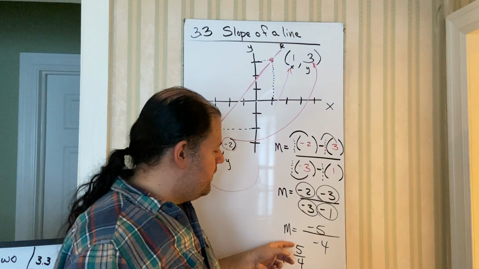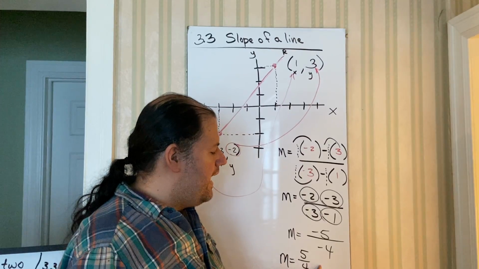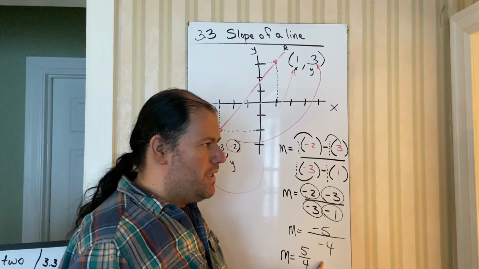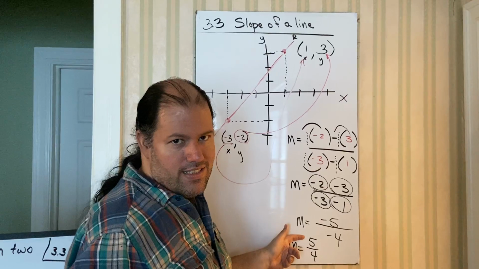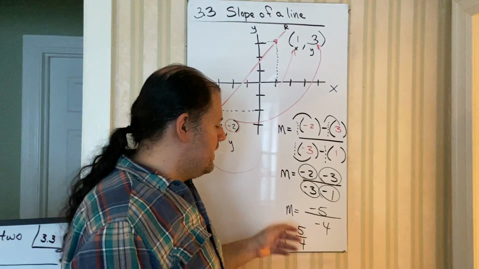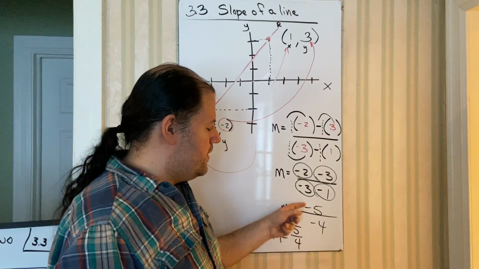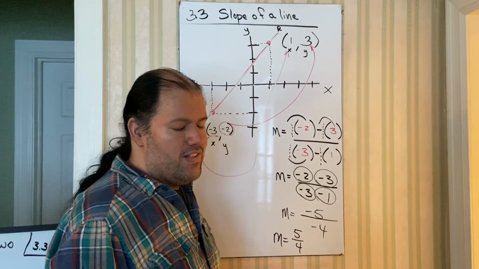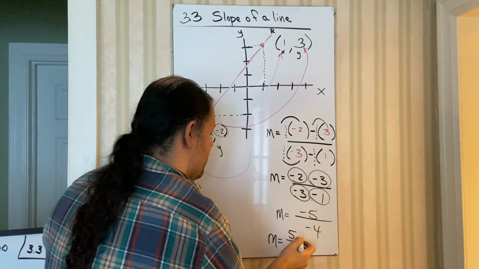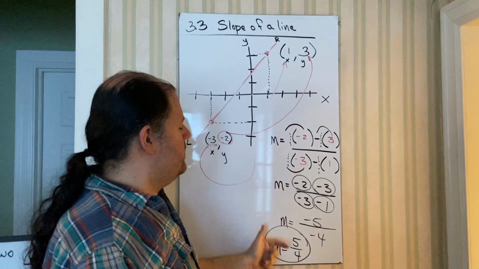That means if you can divide 4 into 5, but it doesn't go in evenly, you have a remainder, leave it like this. I don't want you to say 1 and 1/4. Leave it as 5 over 4. Make sure that the signs are reduced though. Negative divided by negative is a positive. When you look at this graph, you can kind of see, yeah, I knew it was going to be a positive number.